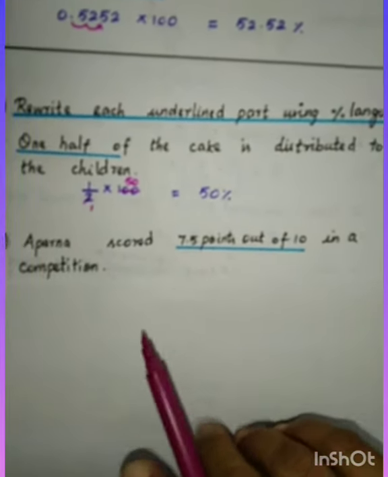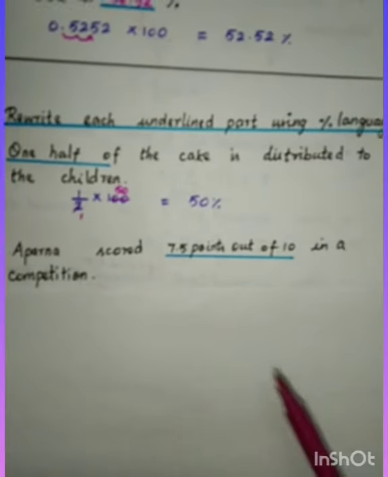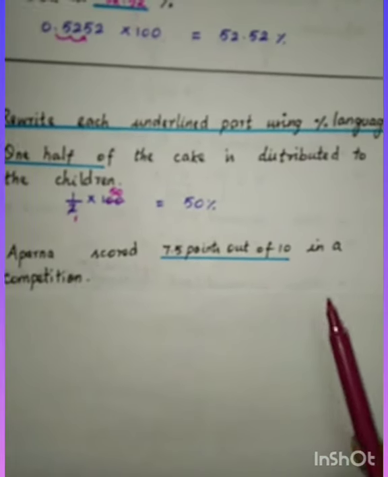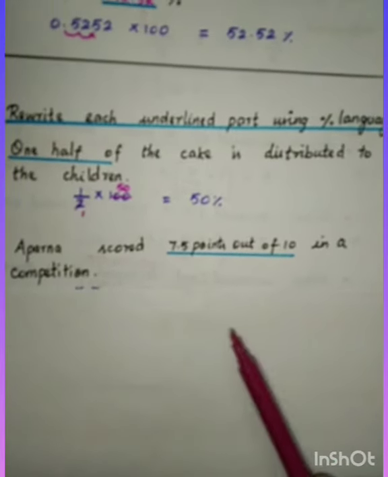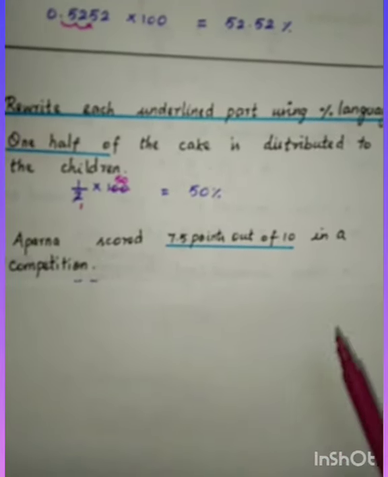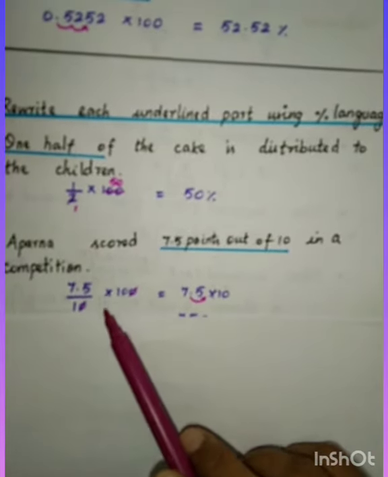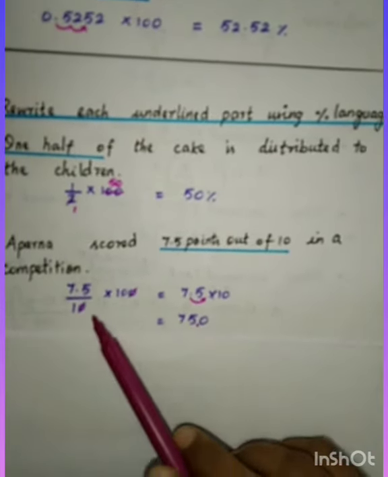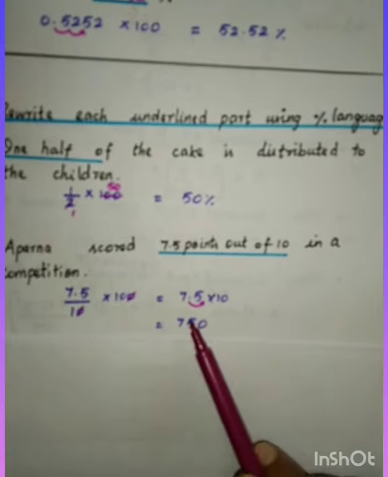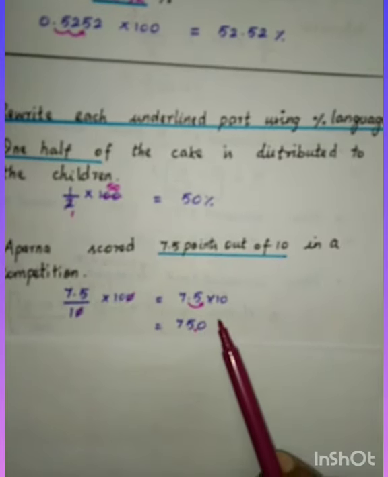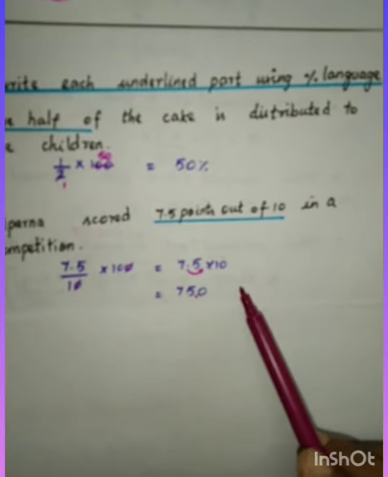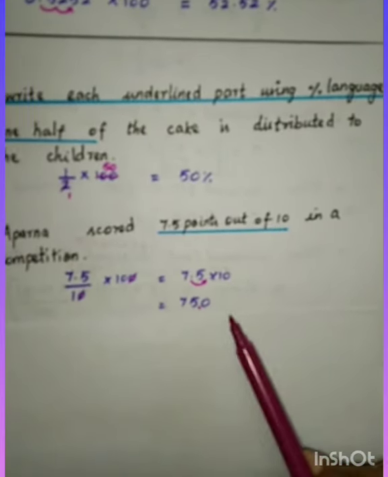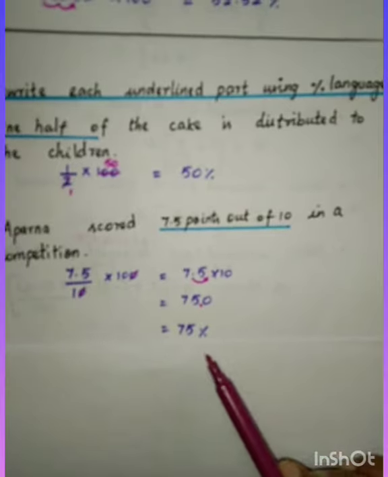Then second subdivision, Aparna scored 7.5 points out of 10 in a competition. That means out of 10 she has got 7.5. We are going to find out the percentage, that is 7.5 by 10 into 100. So zeros we have cancelled. Then 7.5 into 10. When you multiply by 10, we move the decimal point to the right side 1 unit. That is 75.0. That is 75 percentage.